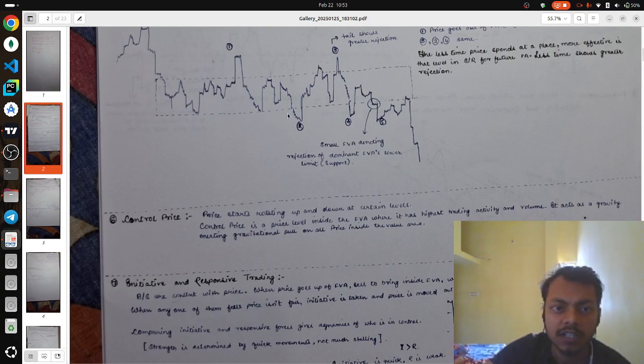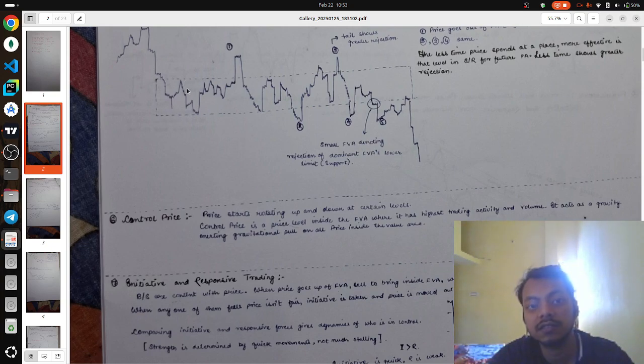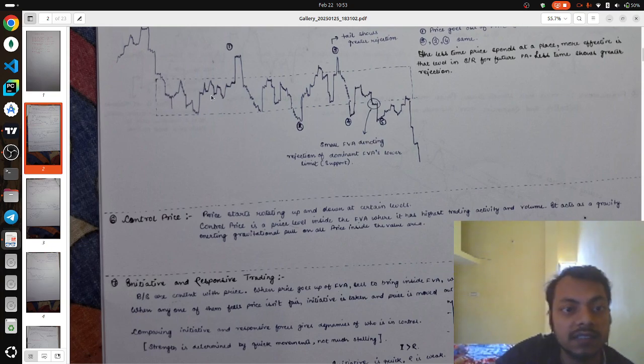What control price does is that when price comes from below, it acts as a resistance, and when price comes from above, it acts as a support. See here, price was, if this is the control price. There is no way I can draw a horizontal line.